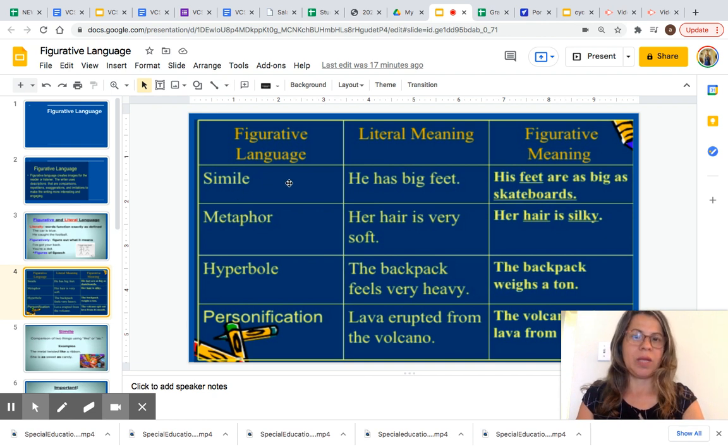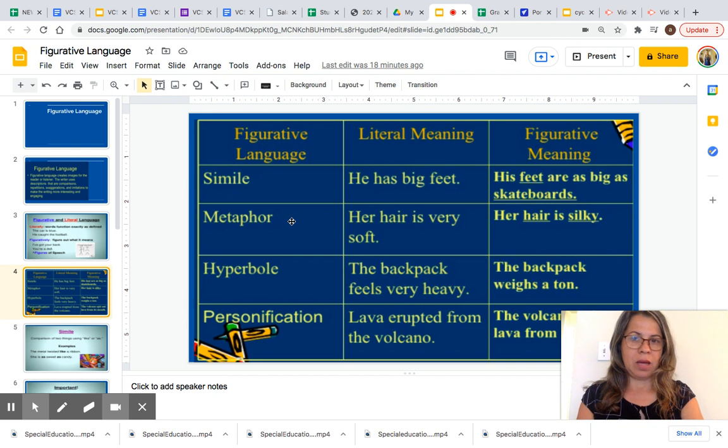Simile. Let's look at an example of a literal meaning. He has big feet. This is just a literal meaning. It means that this boy has big feet. Now, let's look at the simile. His feet are as big as skateboards. This is a simile because it is comparing his feet to skateboards, meaning that his feet are very big.